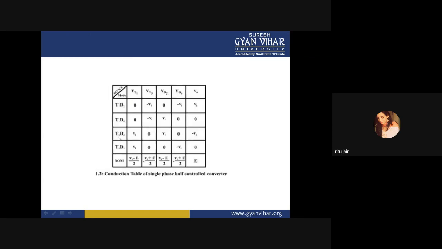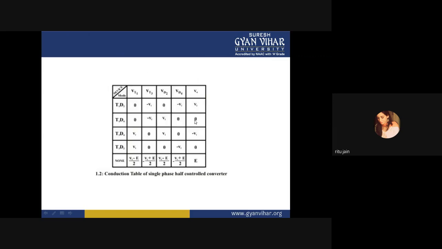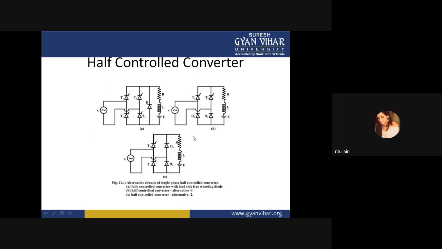Now when T3 and D4 are conducting, the direction of current will be like this, and you will get the output voltage, which is minus V1. You can see that the direction of current is getting opposite. Like this, T3 and T4.